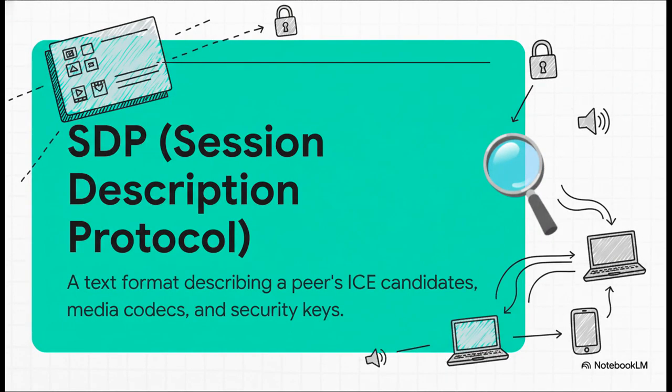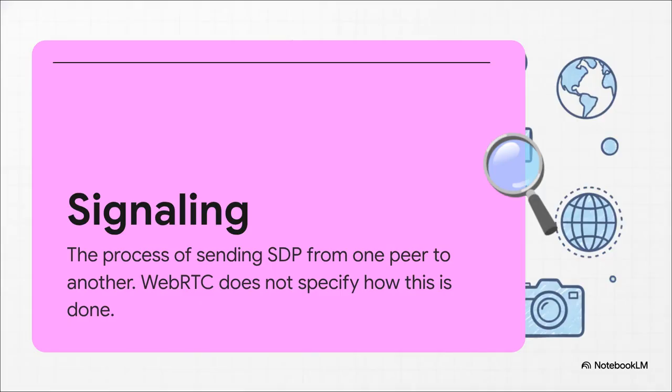So the information that needs to be exchanged is packaged up into something called SDP. The absolute best way to think of this is like a digital business card. It's just a big old block of text that says, hey, here is everything you could possibly need to know to connect with me. All my possible addresses from ICE, the video formats I can understand, my security info, the whole shebang. Now, the process of actually swapping these digital business cards is called signaling.